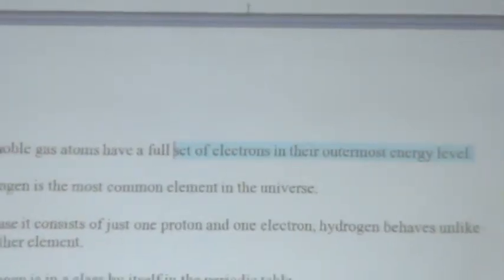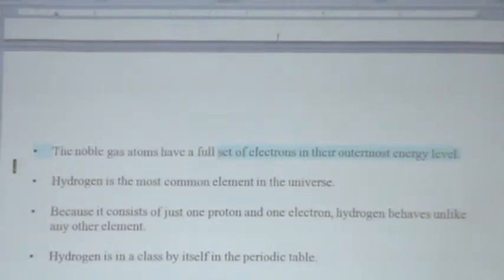Noble gases don't react to get a full set of valence electrons, a full set of electrons in the outermost energy level, and so they don't do anything.